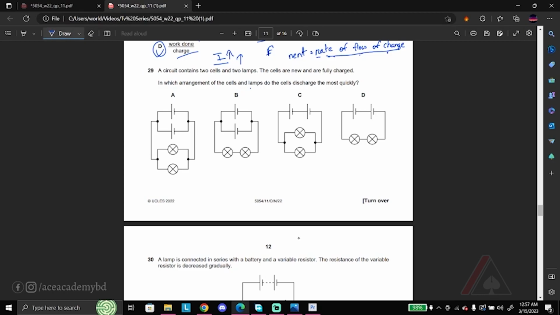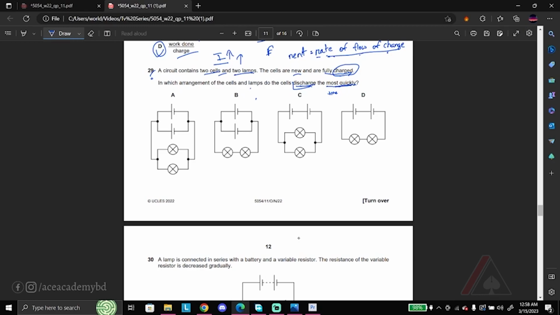Okay, now let's move on to question number 29. It says a circuit contains two cells and two lamps. The cells are new and fully charged. In which arrangement of the cells and lamps do the cells discharge most quickly? The keywords here are discharge and most quickly. The cells are fully charged initially, and the question asks us to find the arrangement where the cells lose their charge the fastest. The quantities mentioned here are charge and quickly, which means time.